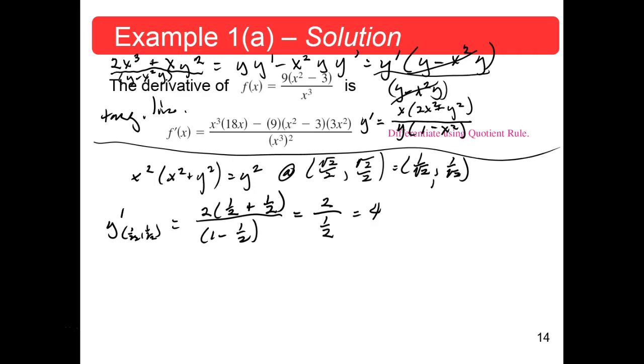So now we have the slope and a point. How can we get the equation of the tangent line? We have a point and a slope. Y minus y1 is equal to m times x minus x1. The good old point-slope formula. That's why we're looking for a point and a slope.